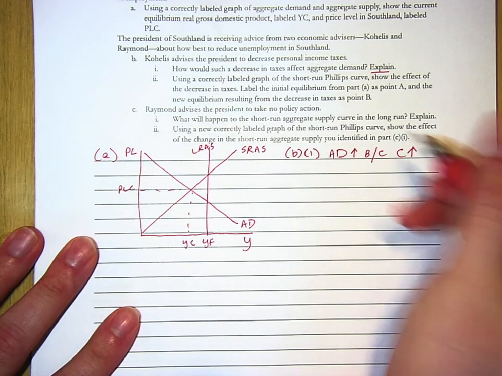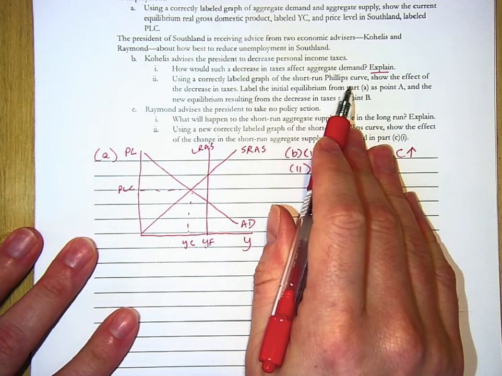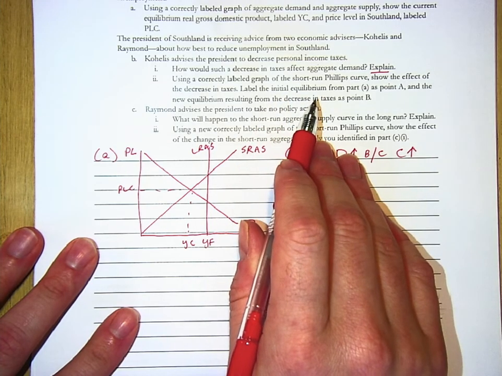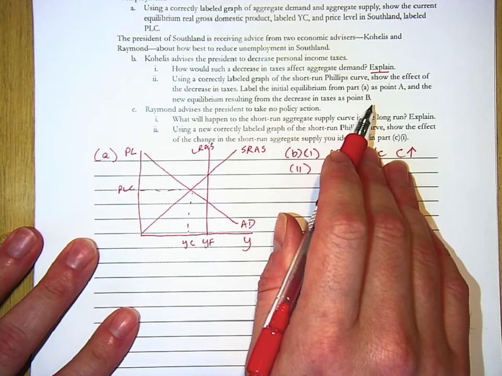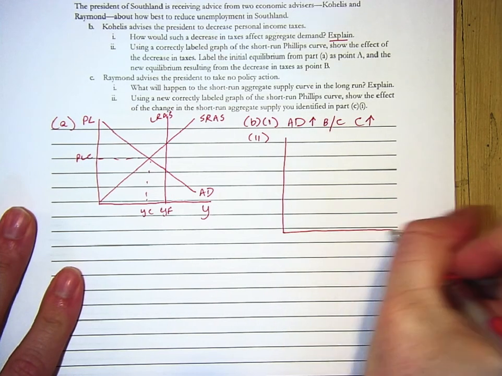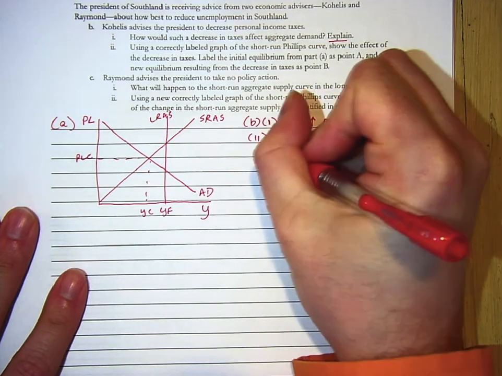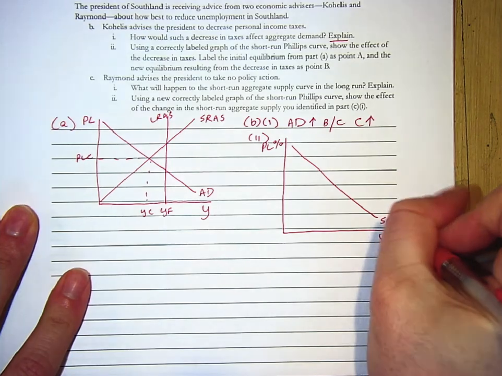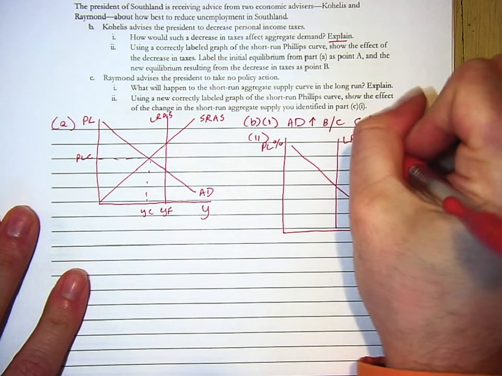Now we'll say part 2, using a correctly labeled graph of the short-run Phillips curve, show the effect of the decrease in taxes. Label the initial equilibrium from part A as point A, and the new equilibrium from the decrease in taxes as point B. So we need a graph here of the Phillips curve. With the Phillips curve, it's unemployment percent and price level percent. We have a short-run Phillips curve that's downward sloping, and a vertical long-run Phillips curve.